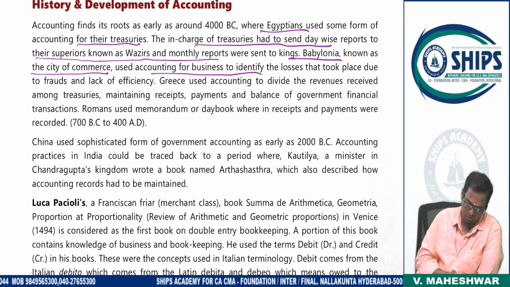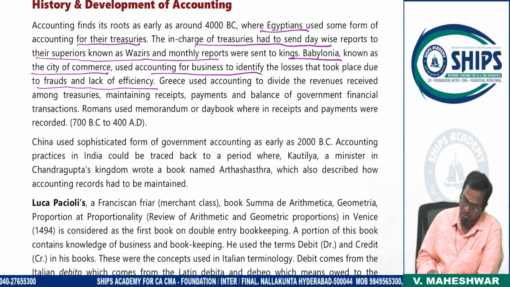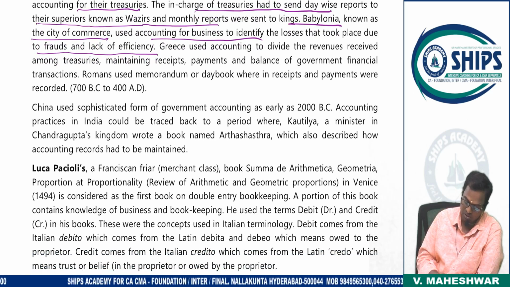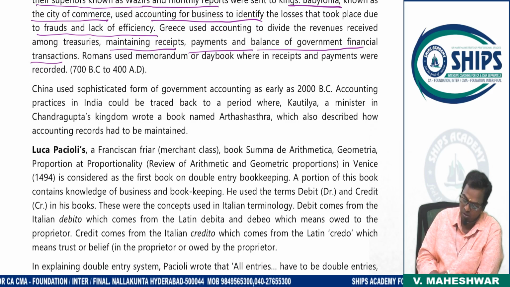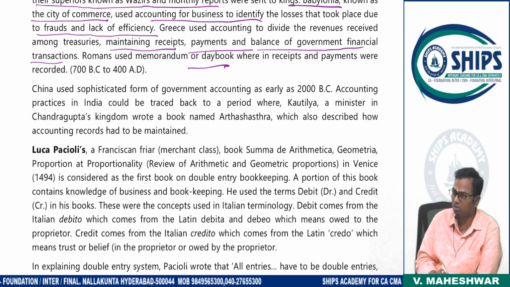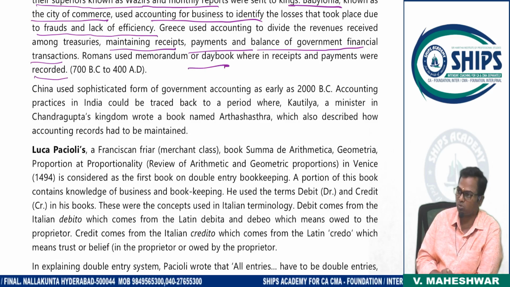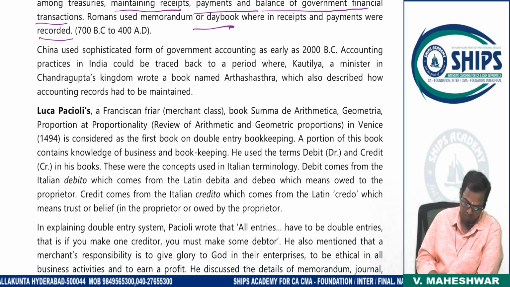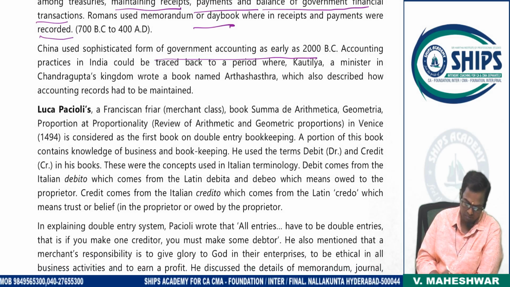The losses took place due to fraud and lack of efficiency. Greece used accounting to divide the revenue received among the treasurers, maintaining receipts, payments and balance of government financial transactions. Then it was used by Romans, who used a memorandum or day book, called a journal, where receipts and payments are recorded, from 700 BC to 400 AD. Next, the Chinese used a sophisticated form of government accounting in early 2000 BC.